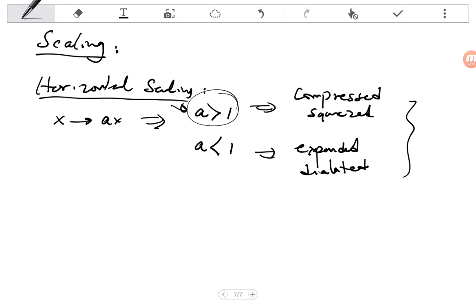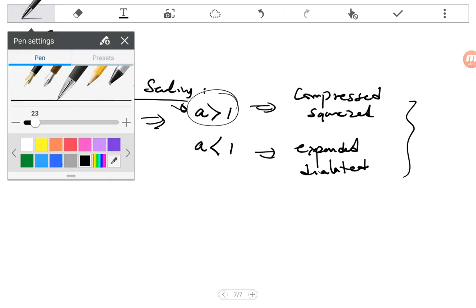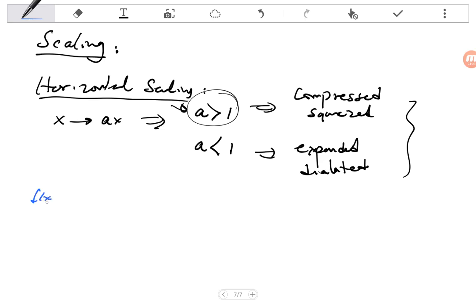Both transformations are horizontal. We are talking here about horizontal scaling. So whatever it is, a compression or an expansion, they are all horizontal. For example, if I have this function f of x, which is x squared, which is graphed like this.